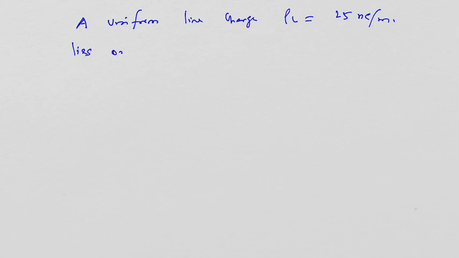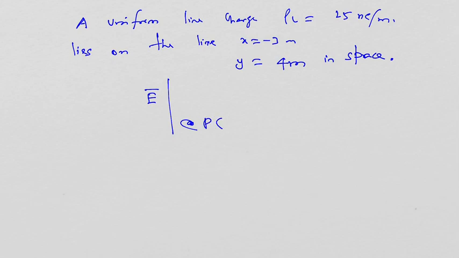To understand this concept, we shall take up a problem. Say, for example, a uniform line charge with rho L equal to 25 nanocoulombs per meter lies on the line x equal to -3 and y equal to 4 meters in free space. Let us calculate the electric field intensity at a point P whose coordinates are given by 2, 3, 15 meters. How to calculate it?